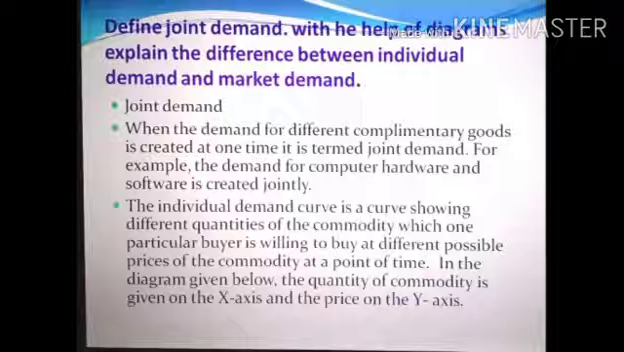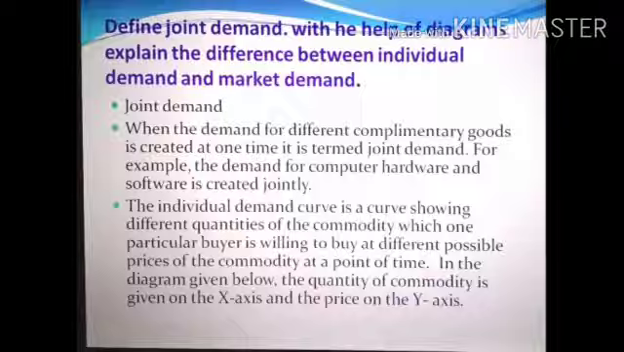So joint demand is when the demand for different complementary goods is created at one time, it is termed as joint demand. For example, the demand for computer hardware and software is created jointly. This was the example I gave in the last module as well. The individual demand curve is a curve showing the different quantities of a commodity which one particular buyer is willing to buy at different possible prices of the commodity at a point of time.